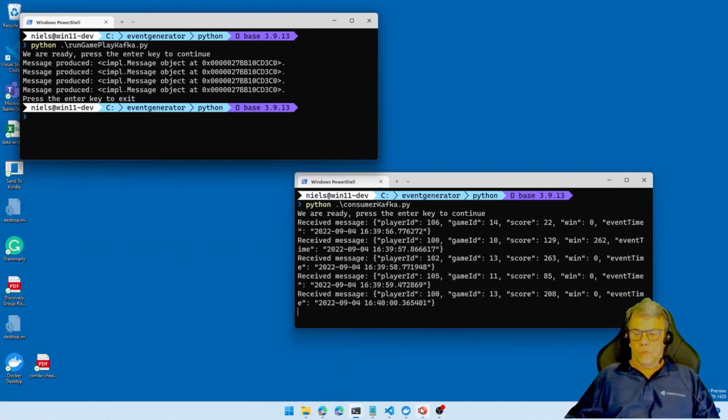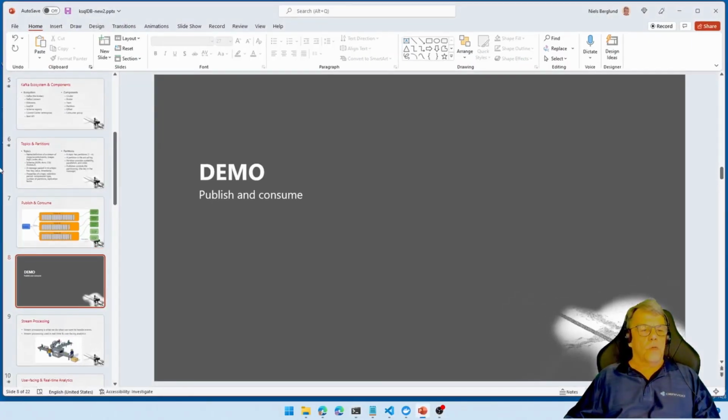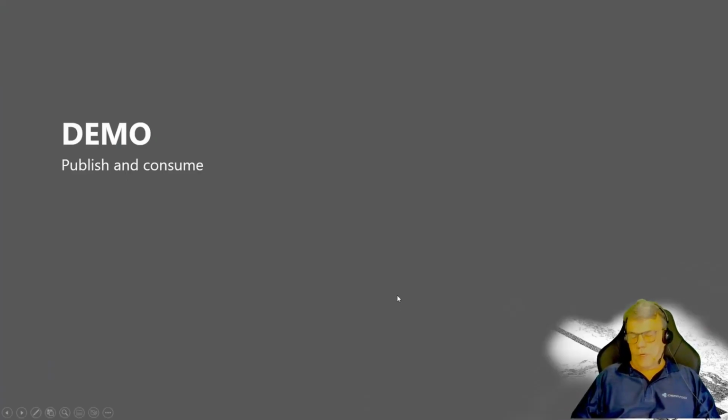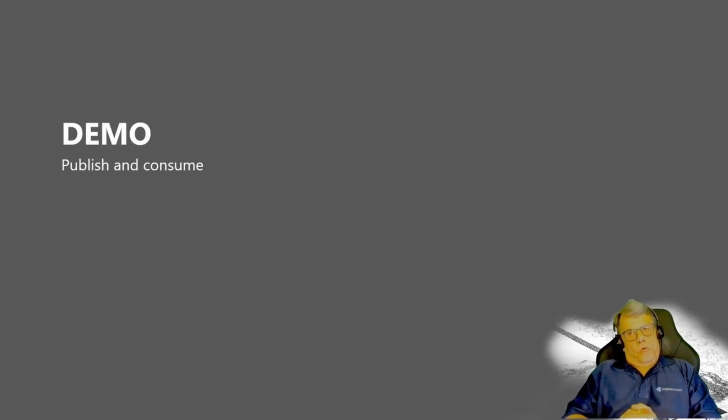Cool. So then let's continue our journey in Kafka land. Now we have seen how we can publish and consume. And as I said, this was Python code. We could use C#, we could use Java, we could use C++ if we really wanted to feel the pain, Go, Rust, what have you.